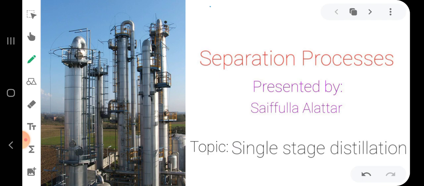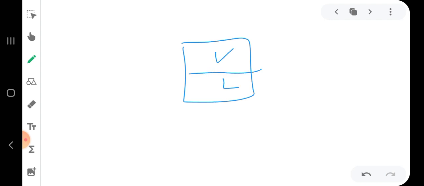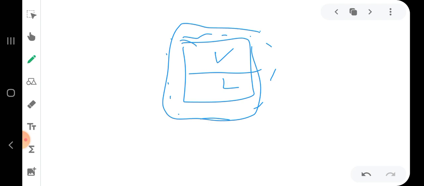Our topic today is the single stage distillation. First, what do we mean by single stage and what do we mean by distillation? As we said in the previous video, the stage is a place where the vapor and liquid meet each other. And if they have one space to meet, one room only to meet, this is called a single stage. Okay, this is a single stage process. If I have only one place where the liquid can meet the vapor, or any two phases can meet.